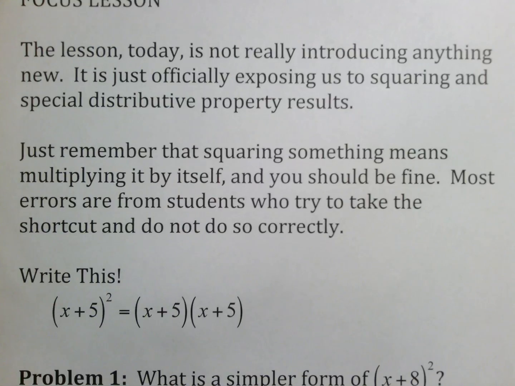Most of the errors are when people try to take a shortcut because they see the squared and they multiply the x times x, the 5 times 5, and they stop. But it's more than that. So whenever you see the squared, I need you to understand if there is a square, don't take the shortcut, write it out twice, expand it, and then do the work that you've been taught to do.